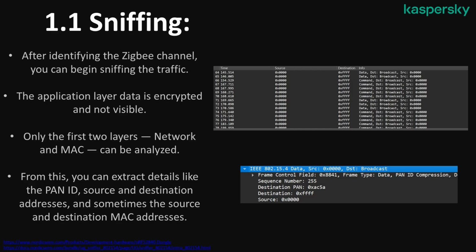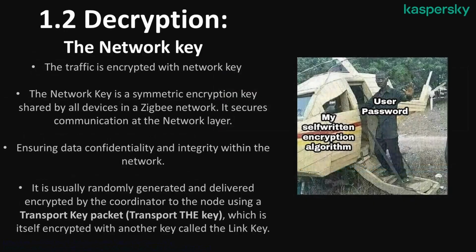In our case, we determined the channel and we saw some packets in the photo above, but they were encrypted at the network level. But we were able to extract a little bit of data, as you can see: the source, which was the coordinator, and the PAN ID. We also extracted some MAC addresses, which was very helpful. Now, after we get the traffic, it's encrypted. We need to understand what they exchange.